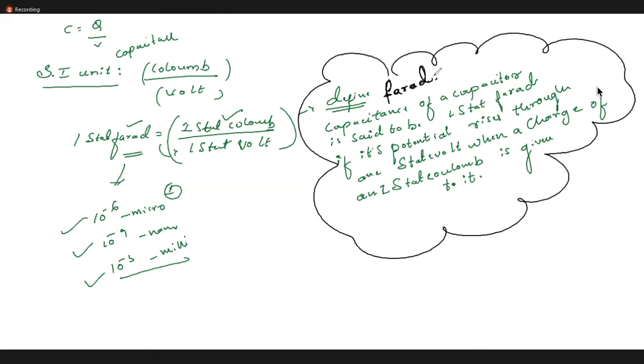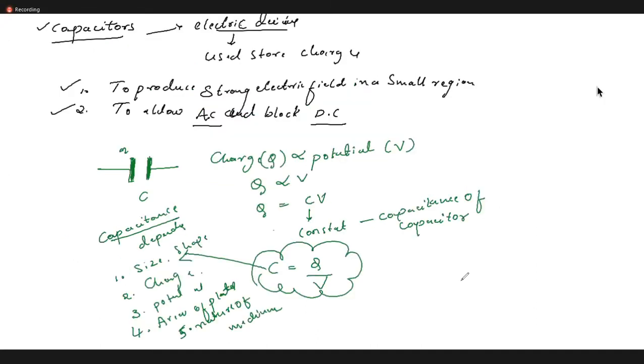Now can you define the question? Yes, ma'am. Capacitance of a capacitor is said to be 1 stat farad if its potential rises by 1 stat volt when a charge of 1 stat coulomb is given to it. Yes. Now tell me once again.